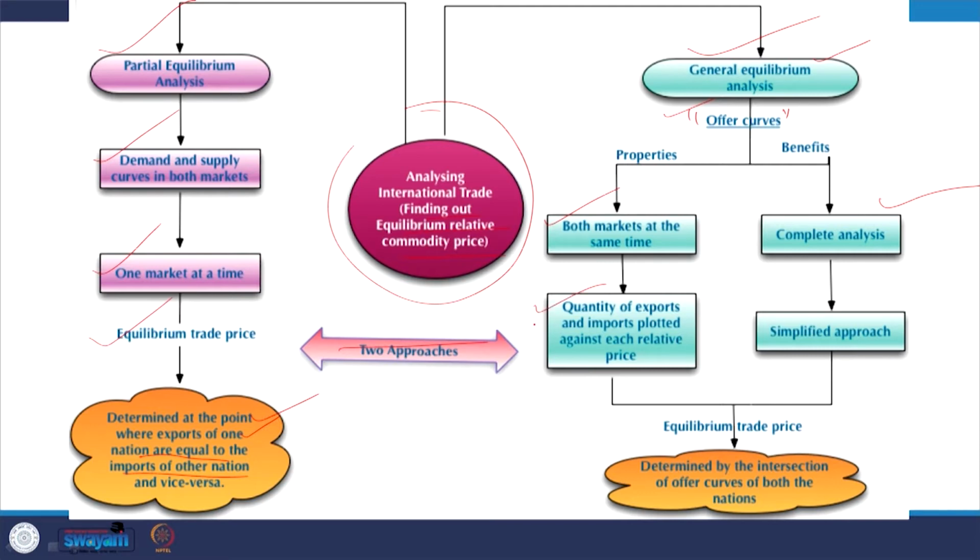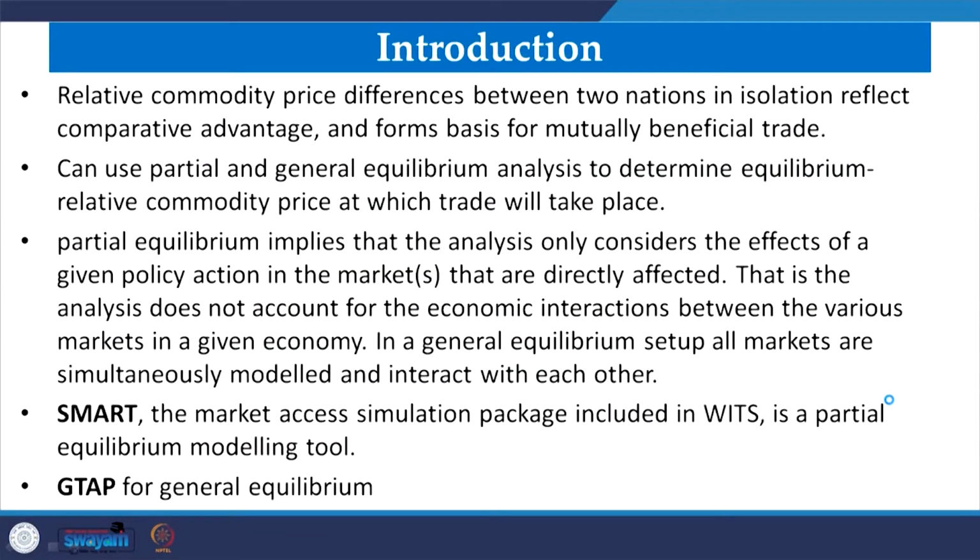Quantity of exports and imports is plotted against relative prices, where we are discussing both the markets. It is a simplified approach, and the equilibrium price is determined through the intersection of the offer curves of both the nations. So, this is all about what we are going to cover in this particular lecture.